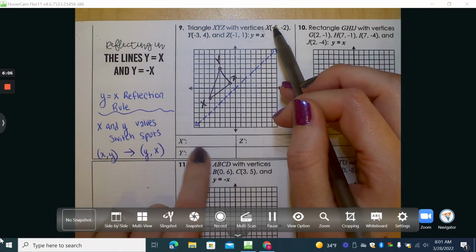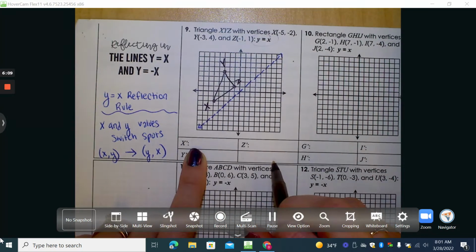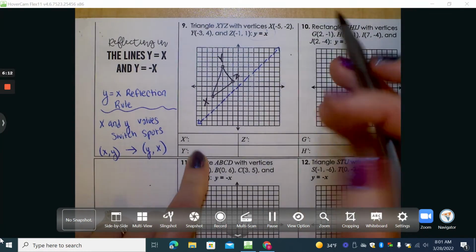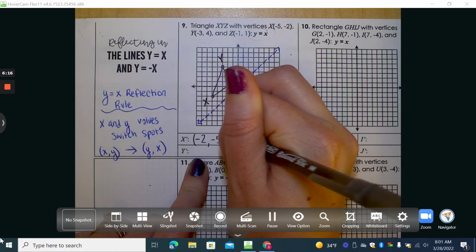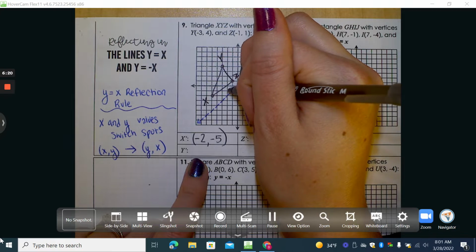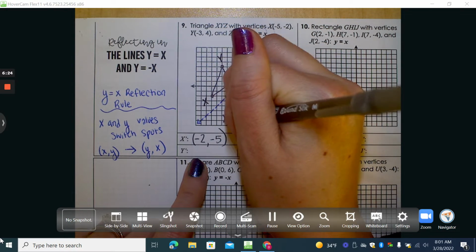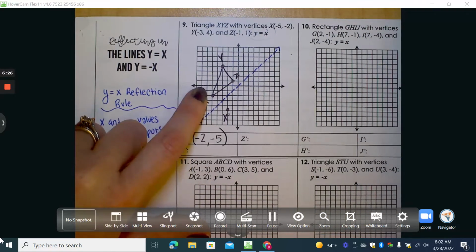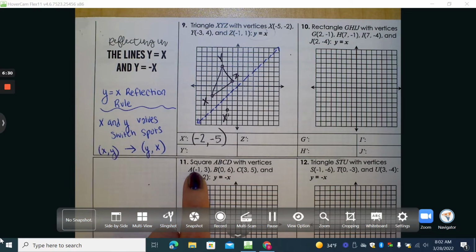So if I have x, which is supposed to be -5, -2, when it flips and reflects over that line, I'm going to have a new ordered pair of -2, -5. So if I graph that, -2, -1, 3, 4, 5, my x prime is down here. It has flipped over that axis.